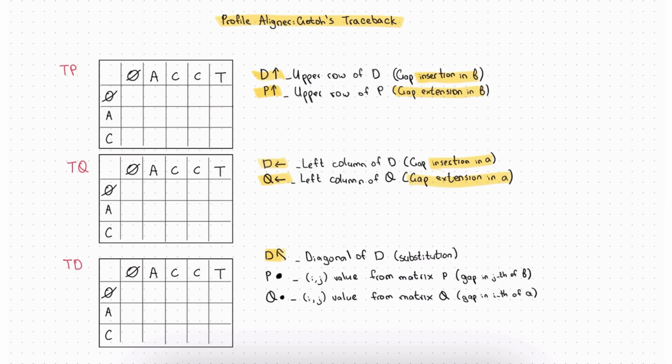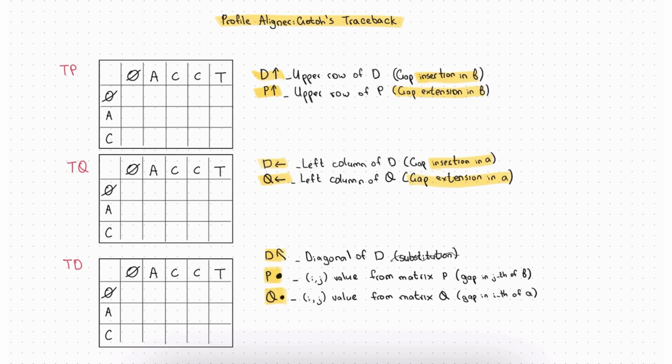And over here, this is wrongly labeled substitution. It could be substitution or it may be a match. It could have come from matrix P, in which case we would have a gap in J's nucleotide of B, or the value could have come from matrix Q, in which case we would have a gap in I's nucleotide of A.